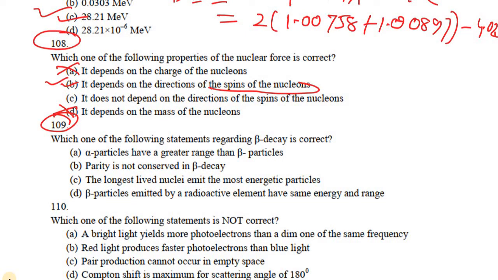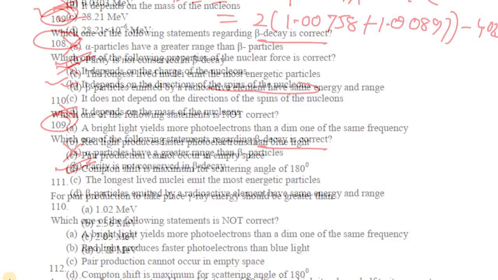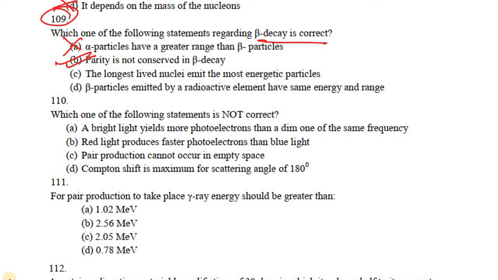109. Which of the following statements regarding beta decay is correct? Alpha particles have greater range, so this is wrong, beta particles have greater range. Parity is not conserved in beta decay, this statement is the correct one. Then the other two statements: the long-lived nuclear emits the most energetic, no, long-lived not short-lived. Beta particles emitted by a radioactive element have the same energy, no, this is a continuous spectrum, this is also wrong, so B will be the answer.